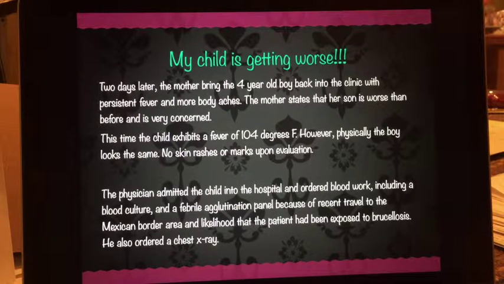The physician that's seeing the boy this time admits him into the hospital, and he orders some blood work, including a blood culture and a febrile agglutination panel because of recent travel to the Mexican border area and likelihood that the patient had been exposed to brucellosis. He also ordered a chest x-ray.